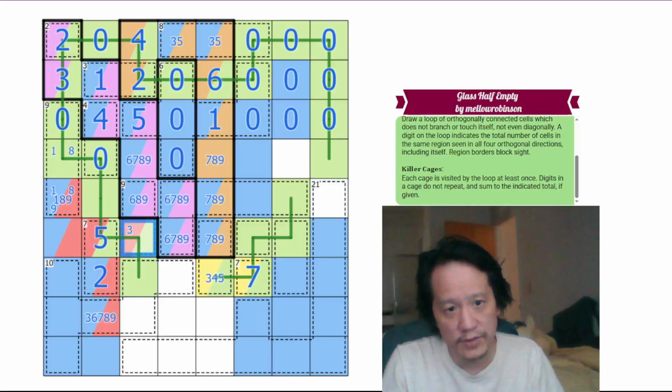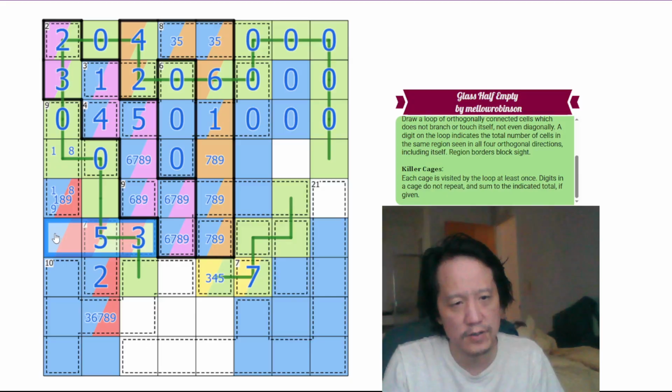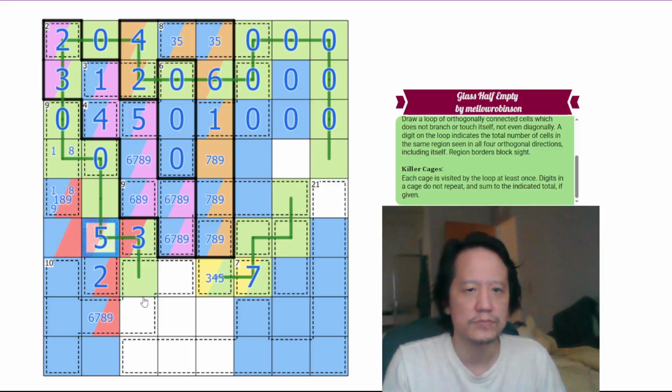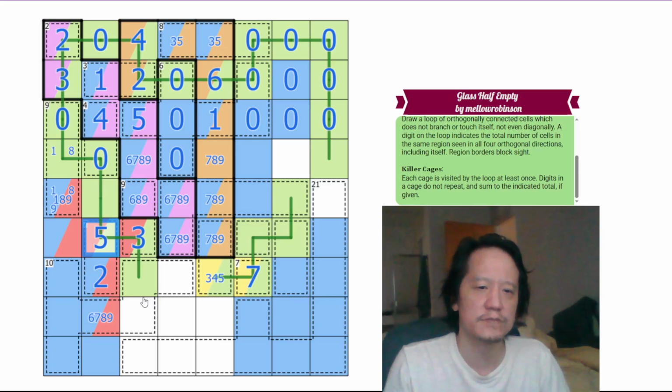So say we had this as 3. If it's 3 here, then this has to be the cells that it sees. So that's possible.